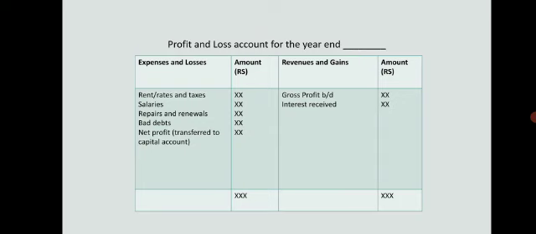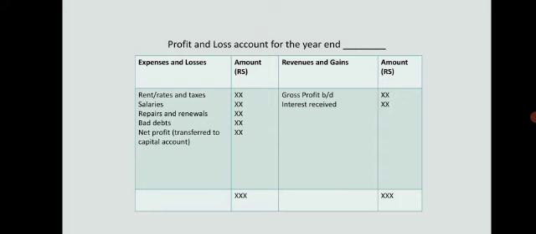Coming to the credit side, the problem starts with gross profit brought down. So first we write down as it is from the trading account whatever gross profit we have, gross profit brought down. Then here we enter all revenues and gains. It could be interest received, discount received, dividend received, commission received. So all revenues and gains, we enter on the credit side of profit and loss account.